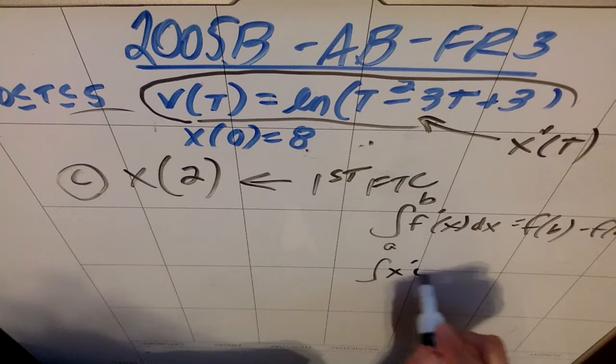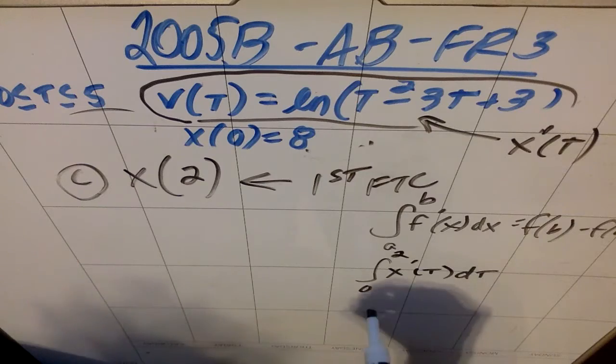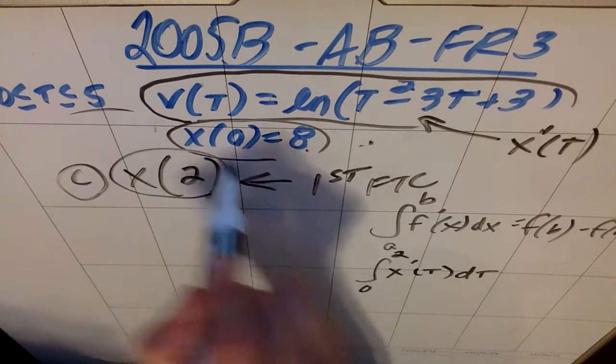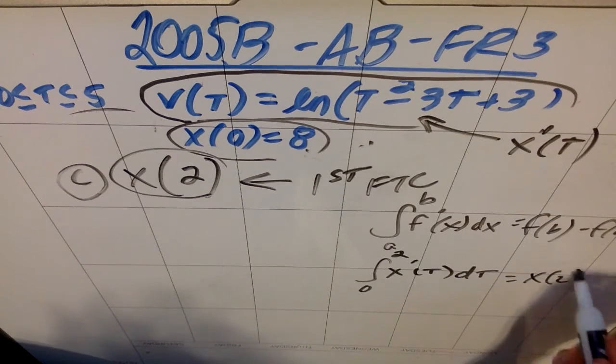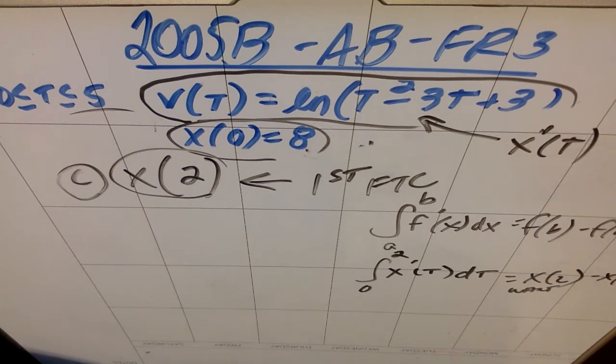So if we were to integrate x prime of t with respect to t from, let's say, 0 to 2, and the reason I pick 0 and 2 is I know x of 0 and I want x of 2, I would get x of 2, which is the thing that I totally want, minus x of 0, which is a thing that I know. So that's the trick. That's that first fundamental theorem of calculus question.